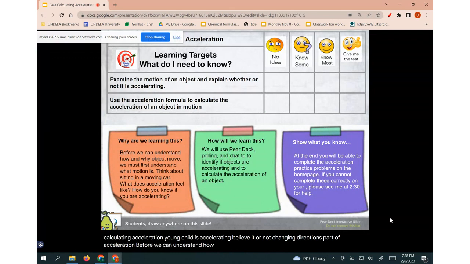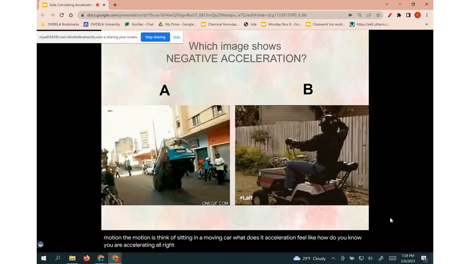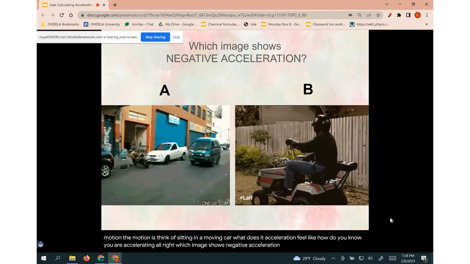Before we can understand how and why objects move, we must first understand what motion is. Think of sitting in a moving car. What does acceleration feel like? How do you know you are accelerating? All right. Which image shows negative acceleration?